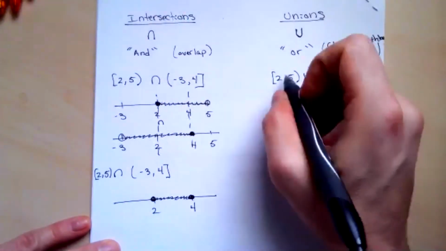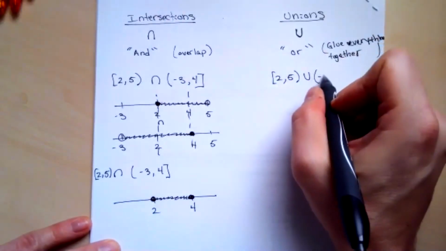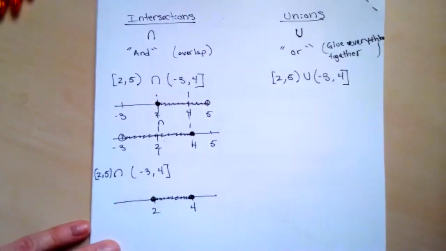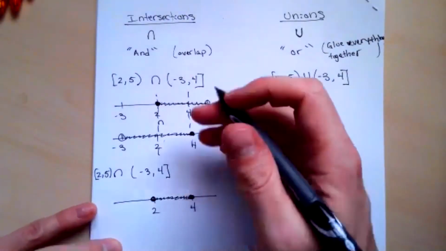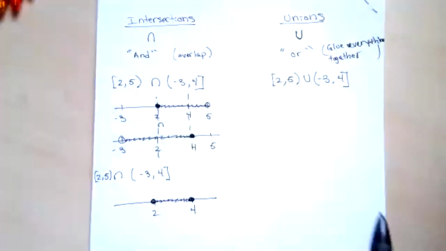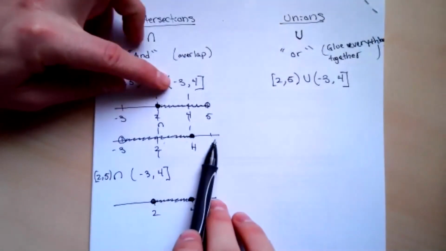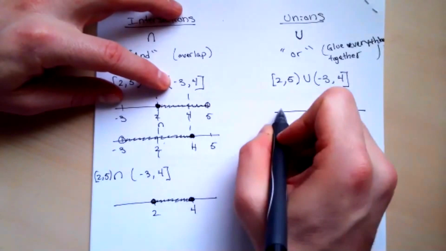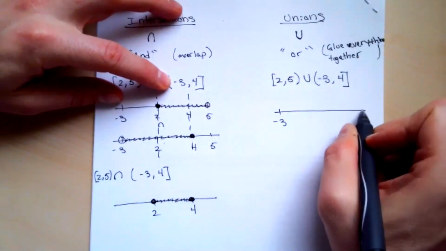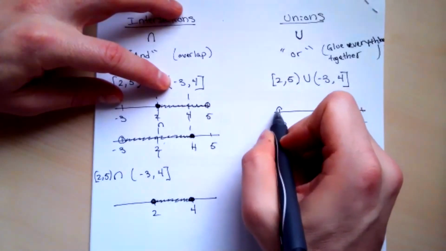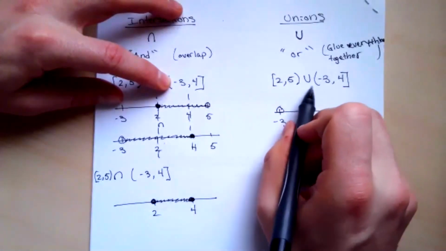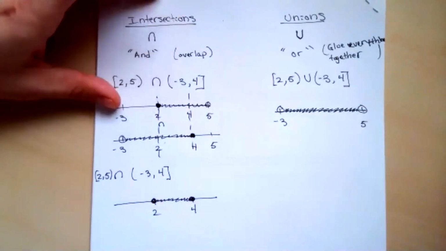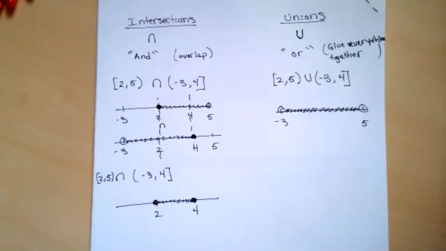So if I change the operator there to a union, we've still got the same pictures, 2 to 5 and minus 3 to 4. But now, instead of just looking for the overlap, when I smash these two things together, we want everything. And so what do we get? Minus 3 to 5, but we're not going to include the endpoints here. So the answer for these is expressed with the number line.